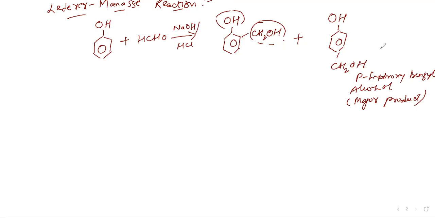And in the para isomer, your CH2OH group is far away from OH, right? So you have less crowding, less steric hindrance. So this would be more stable. So it would be a major product.